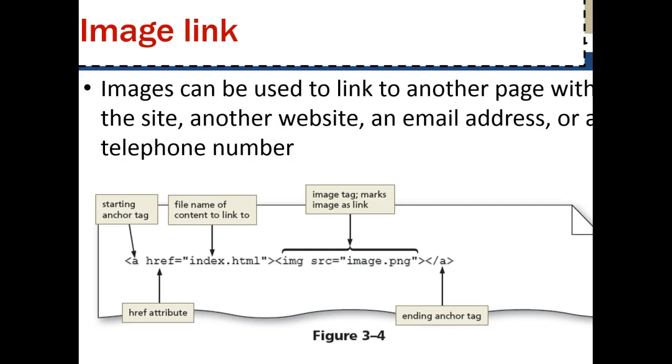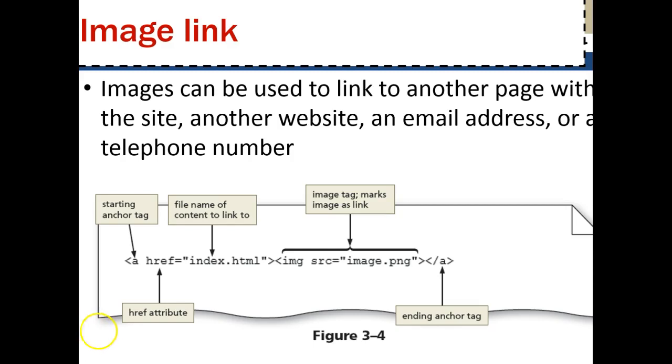We said we can link text, like absolute and relative links, but we can also link images to another page. That could be within the website, or it could be outside of the website, or we can have an image tag linked to an address or a phone number. Again, we are using the anchor tag before the image element, and we are placing the end anchor tag at the end of the image element.